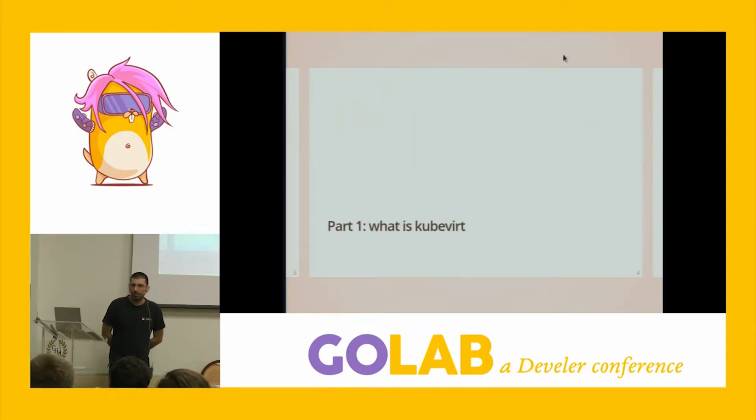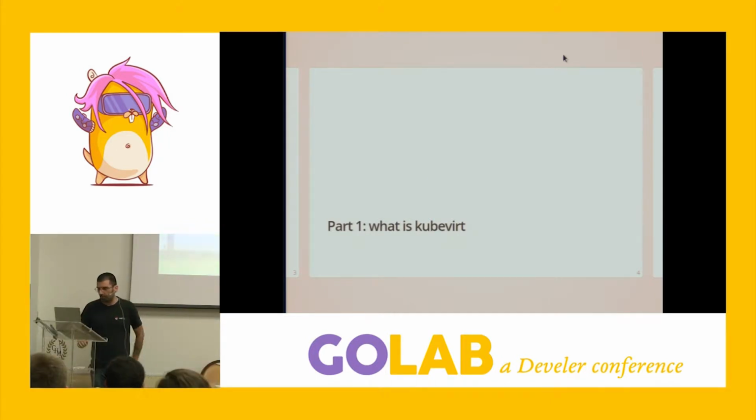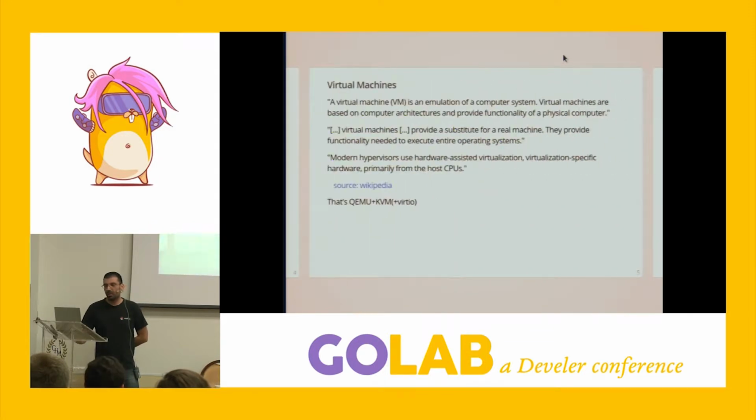So what is KubeVirt about? We want to bring together virtual machines and containers. I told you already. So what's a virtual machine? Very quick recap. A virtual machine is a program which allows us to virtualize a complete computer system. So it allows us to run another operating system on top of our operating system, and we present virtualized hardware to the guest operating system.